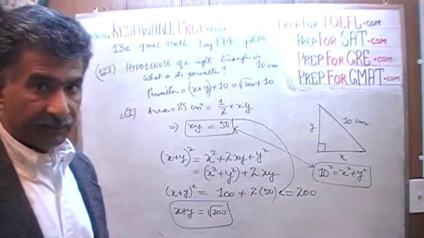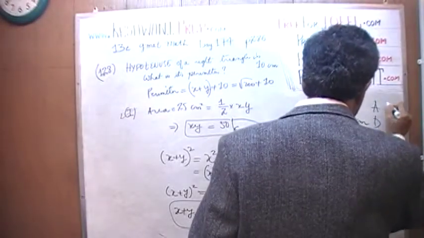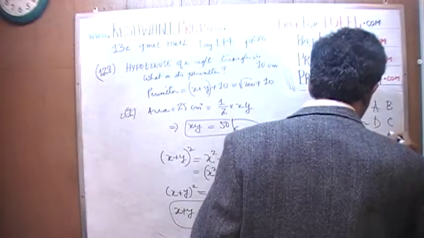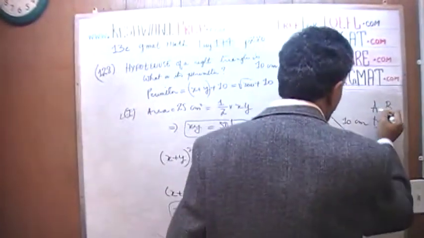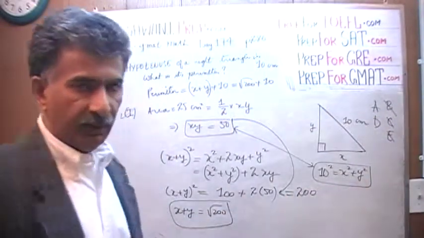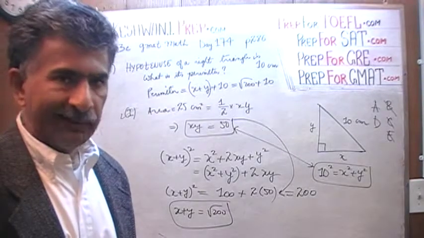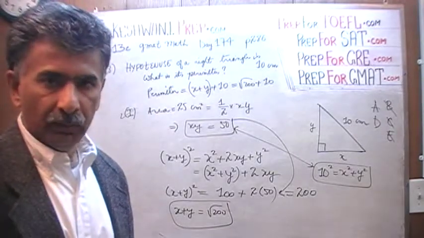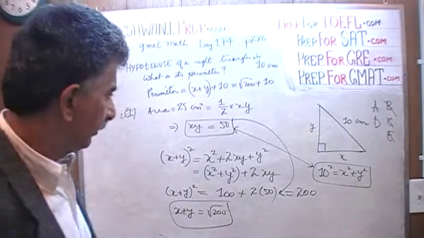Since the first statement by itself turned out to be enough, we know now that the answer has to be either A or D, cannot be B, C or E. Answer is not B, C or E. It's got to be either A, if it turns out that only A was sufficient, or it will be D if it turns out that the second statement is also sufficient by itself. We'll find out in a second.